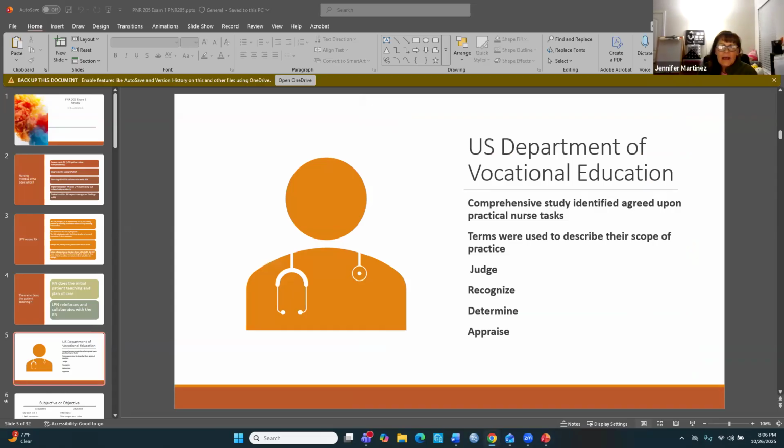This kind of goes back to chapter 4. The U.S. Department of Vocational Education performed a comprehensive study that identified agreed upon practical nursing tasks. And so terms were used to describe their scope of practice. These terms were judge, recognize, determine, and appraise.